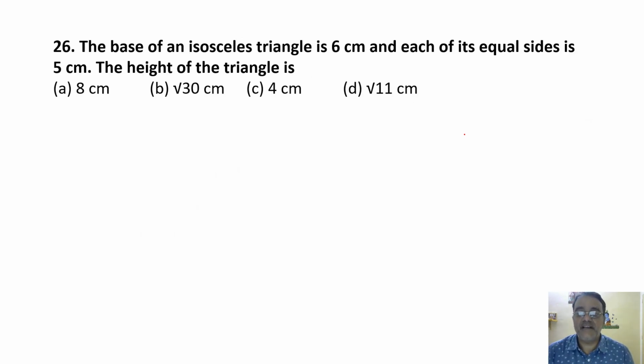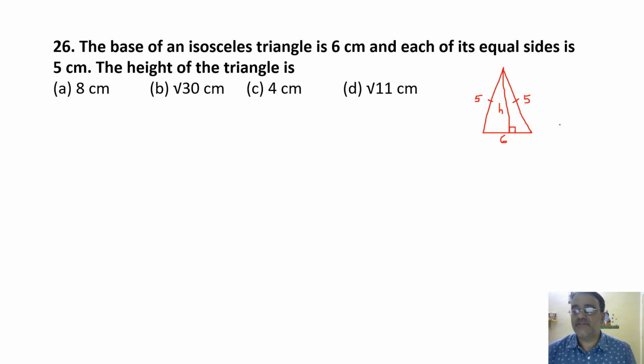The base of an isosceles triangle is 6 centimeter and each of its equal sides is 5 centimeter. The height of the triangle is dash. So एक rough figure मैं draw कर रहा हूँ, ध्यान से देखो. So these two sides are equal and this is 6 centimeter and these two are 5 and 5. So we have to find the height of this isosceles triangle, that is this one. मैं इसको h ले रहा हूँ, only rough figure है ये. So first of all, the sum of all the three sides is 5 plus 5 plus 6, 16.